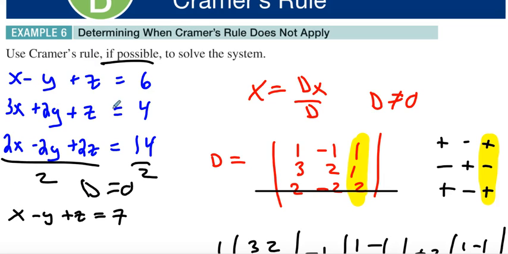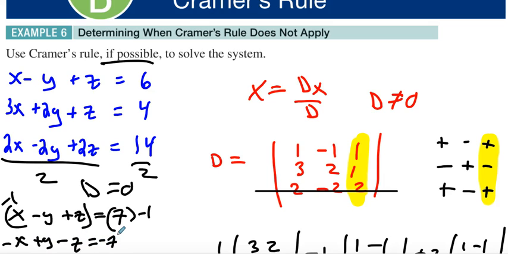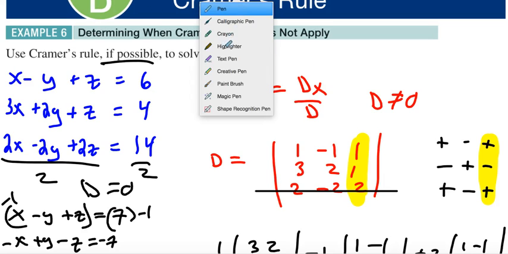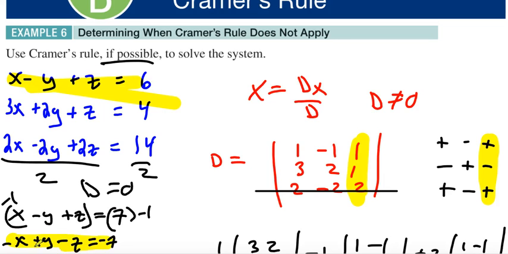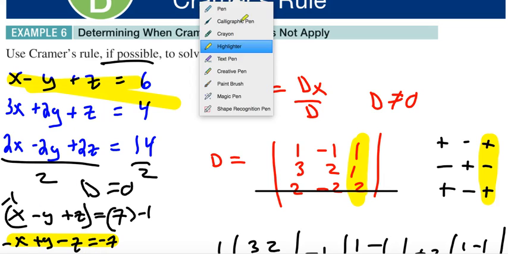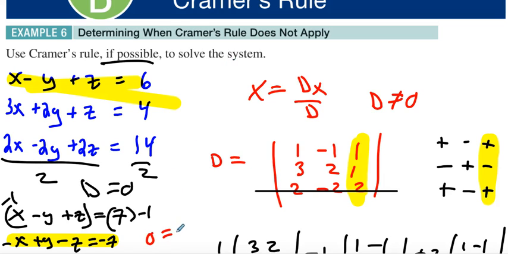If I multiply this side by negative 1 and that side by negative 1, I'll get negative x plus y minus z equals negative 7. Now if I add these two systems together, the x's cancel, the y's cancel, the z's cancel, and I'm left with 0 equals negative 1, right? 6 minus 7 is negative 1. And we learned from the last chapter that if you ever get something that is not true, it's inconsistent, and the answer is the empty set, meaning these don't intersect, there is no solution. So not only is Cramer's rule not possible, but there also are no solutions as well.